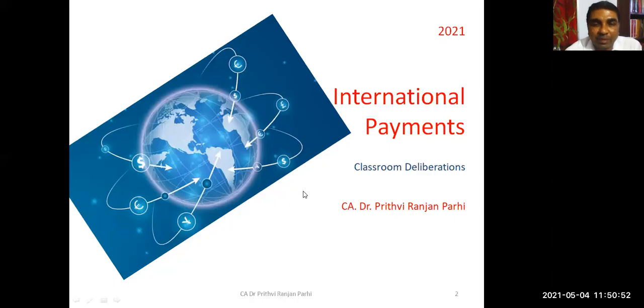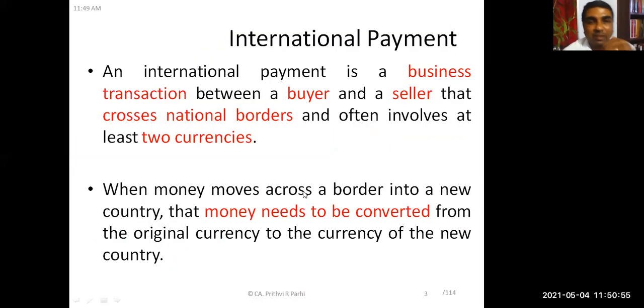Very quickly, we'll understand what is the meaning of international payment. Then we'll see various methods of how to do it. So, as mentioned in the slide, you can also keep on reading with me. What is international payment?